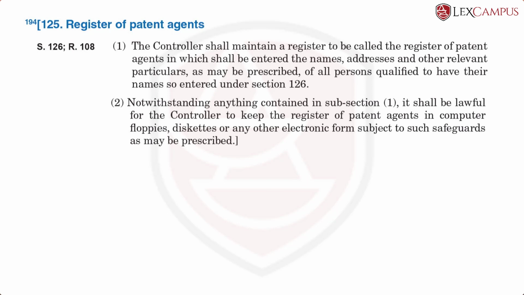The online version of the register is also available at the patent office website. Now, this comprises all the people who are active. In fact, you will find that some of the names have been removed because they have not paid the renewal fee. And so the register of patent agents maintained by the controller has the names, addresses and relevant particulars of the patent agent. So the register, because it's online, becomes a tool for any person who wants to engage a patent agent to know whether that person is a practicing patent agent.